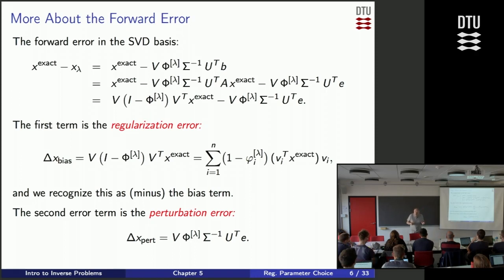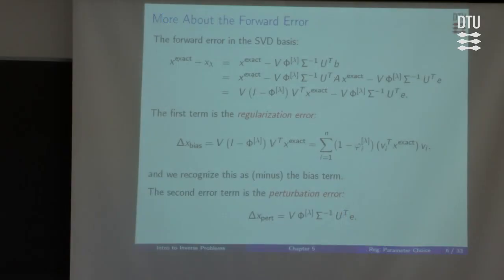But what you pay for that is that you introduce a bias. That's how the statistician would say that. You introduce a bias in the regularized solution compared to the least squares solution. So hence the notation bias here, and I will also call it the regularization error. Okay, and then there's the perturbation error. Of course, that's the perturbation of the solution due to the errors in the right-hand side.